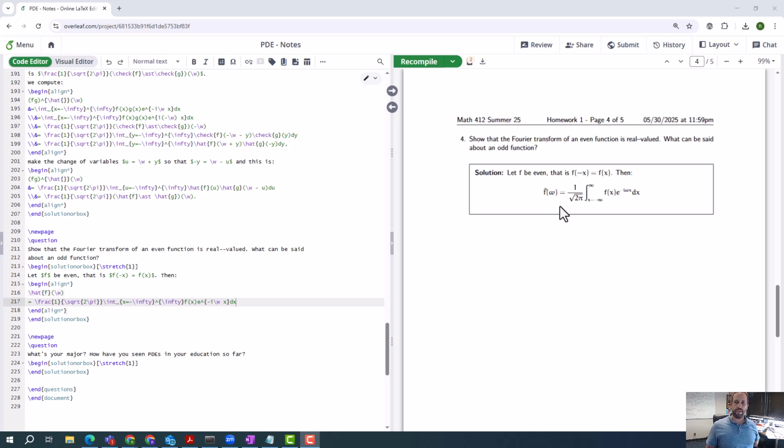Like I said, there's a number of ways that we can do this. I think one of the easiest ways is to show that it's equal to its complex conjugate. If you have a number that's equal to its complex conjugate, that means it's real.